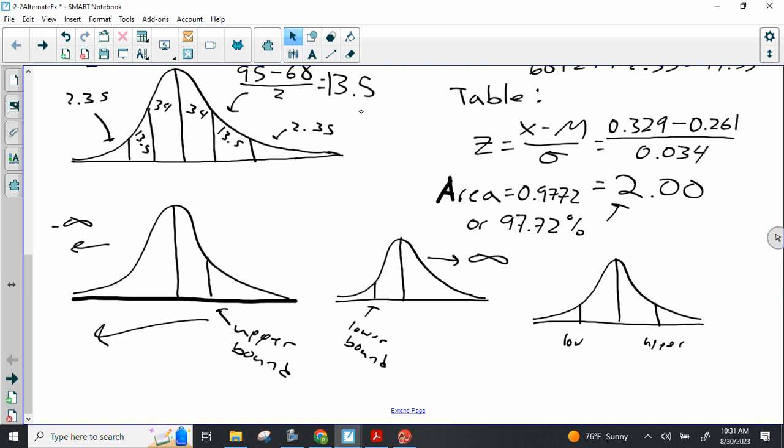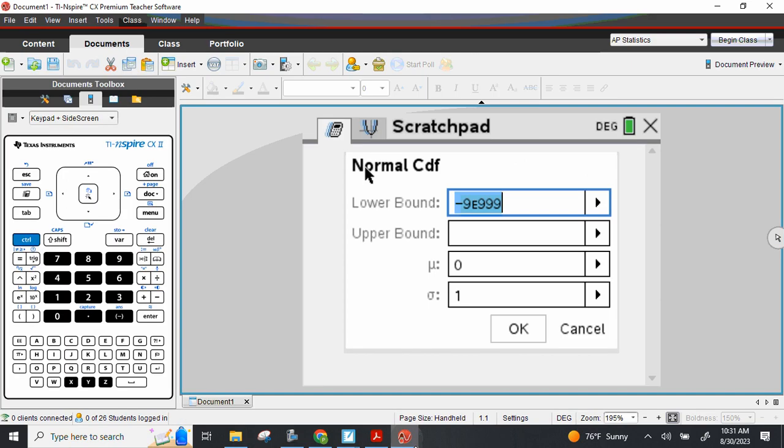Now, the calculator does not know what infinity is. What's weird is that actually the CX2s do. If you put infinity, there's actually an infinity symbol. You can put infinity as your lower bound on a CX2. On a CX, you've got to just put a really, really negative number. If I have to put a really negative number in, it always starts with your lower bound. It assumes that you want to figure out a percentile, right? The number or the percentage below. So it automatically puts that lower bound.